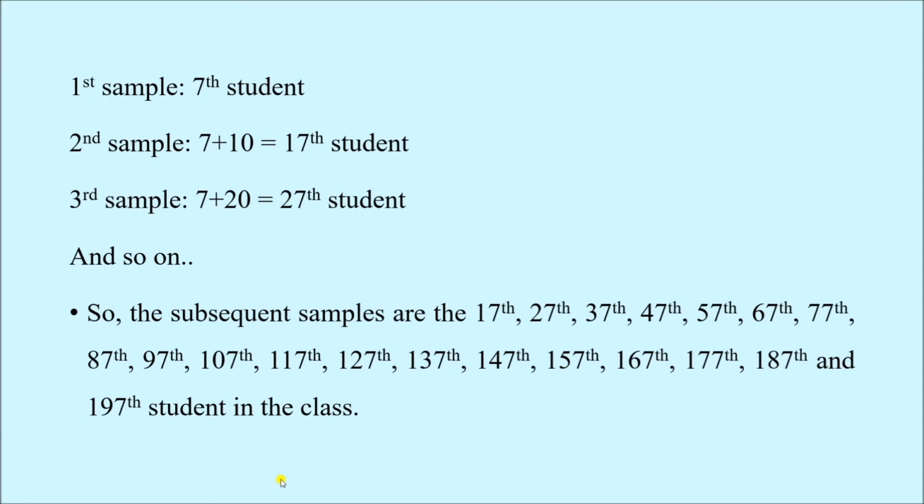Let us count how many samples we have gathered. So 1, 2, 3, 4, 5, 6, 7, 8, 9, 10, 11, 12, 13, 14, 15, 16, 17, 18, 19, and the 7th student is my first sample, that is the 20th sample. So as you can see, out of 200 students, which is my population, I am able to draw a sample of 20 students, and these are the students which are my samples.